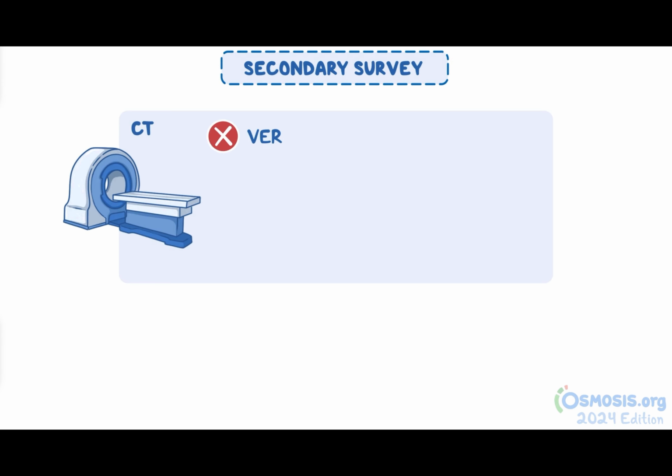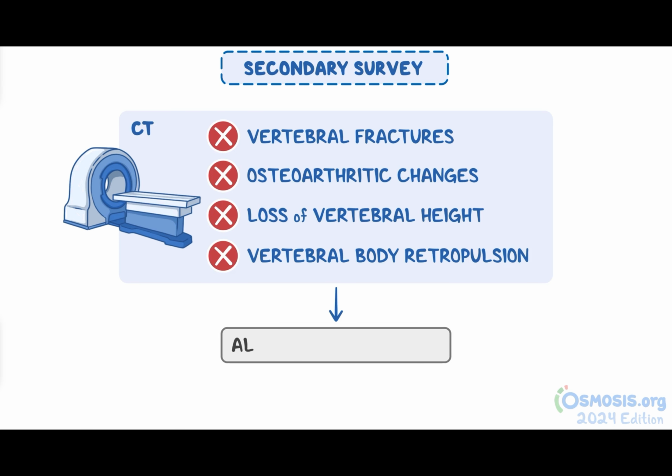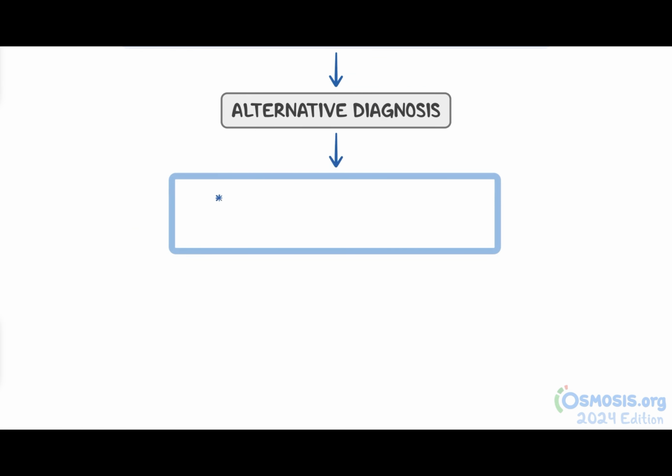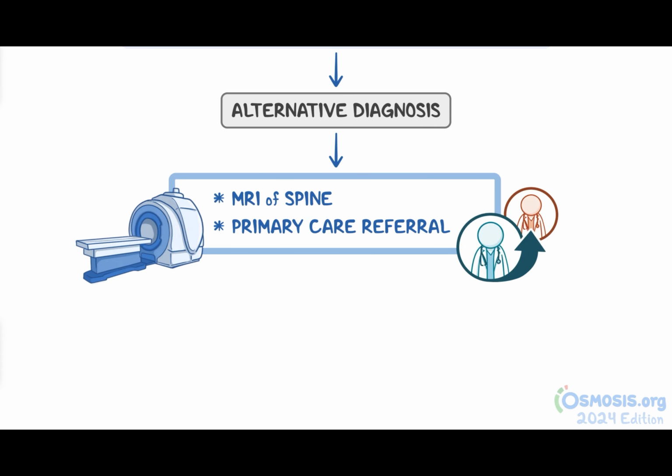Finally, if no vertebral fractures, osteoarthritic changes, loss of vertebral height, or vertebral body retropulsion are seen on CT, consider an alternative diagnosis. Your management should include an MRI of the spine and a primary care physician referral for additional workup.